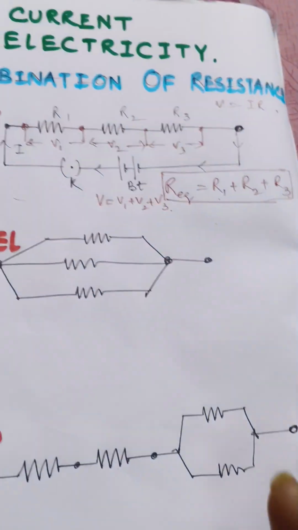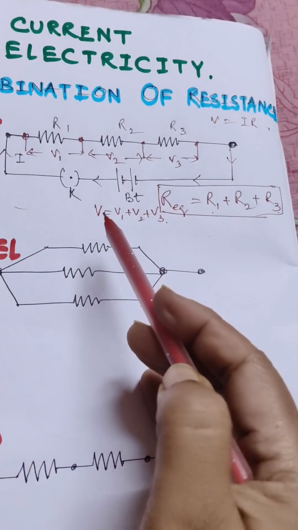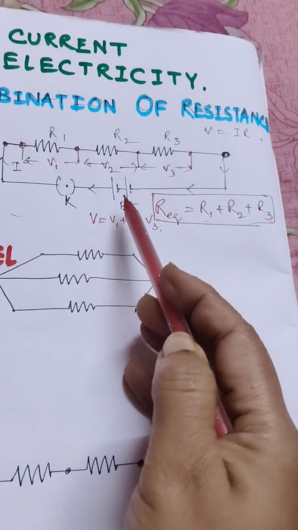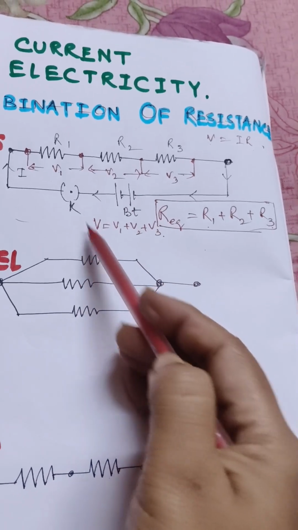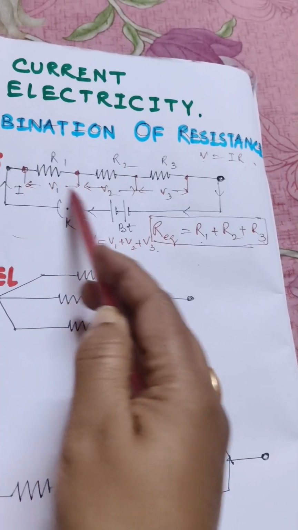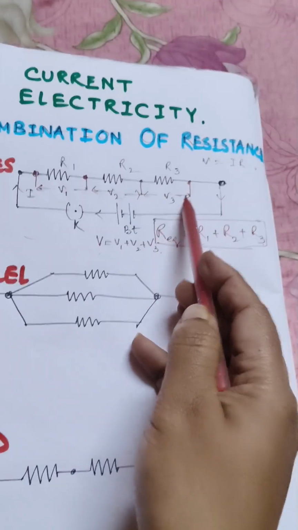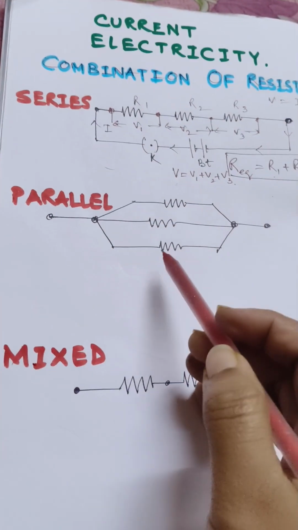So what gets divided over here? The voltage gets divided. The supply voltage V from the source gets divided across R1, R2 and R3. Okay, then we proceed to the parallel combination.